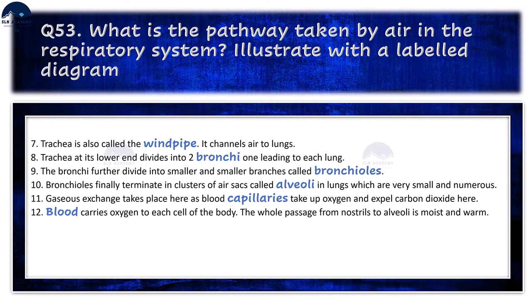Trachea at its lower end divides into two bronchi, one leading to each lung. The bronchi further divide into smaller and smaller branches called bronchioles. Bronchioles finally terminate in clusters of air sacs called alveoli in the lungs, which are very small and numerous. Gaseous exchange takes place here as blood capillaries take up oxygen and expel carbon dioxide. Blood carries oxygen to each cell of the body. The whole passage from nostril to alveoli is moist and warm.